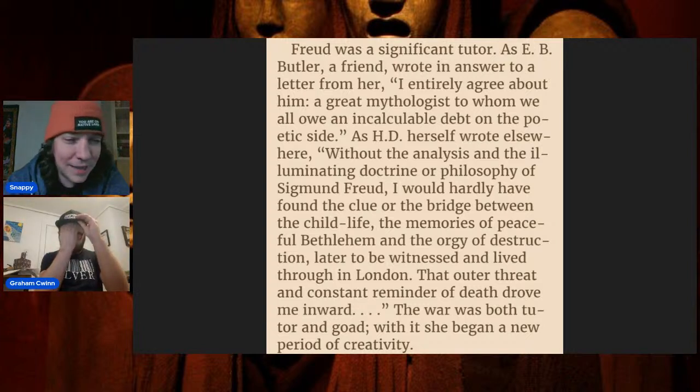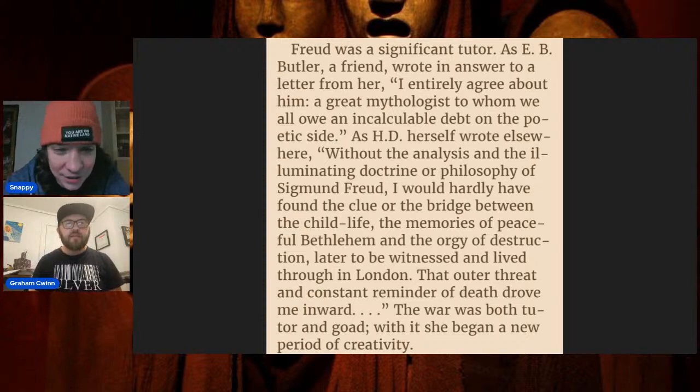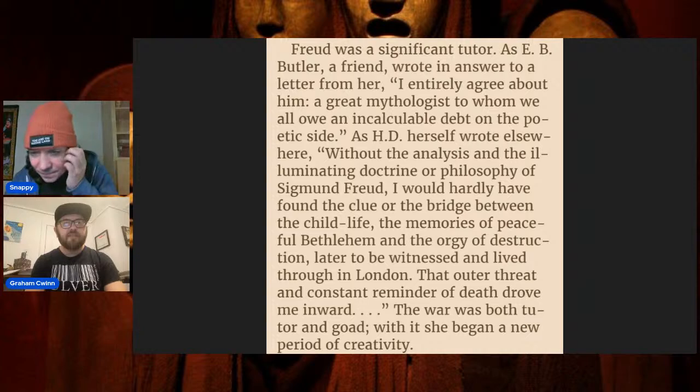She grew up in Bethlehem in the U.S. I can't remember what state. Pennsylvania. "And the orgy of destruction later witnessed and lived through in London," when she moved to London during World War I. "That outer threat and constant reminder of death drove me inward. The war was both tutor and goad." With it, she began a new period of creativity.